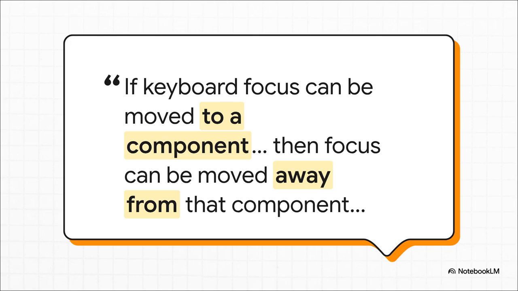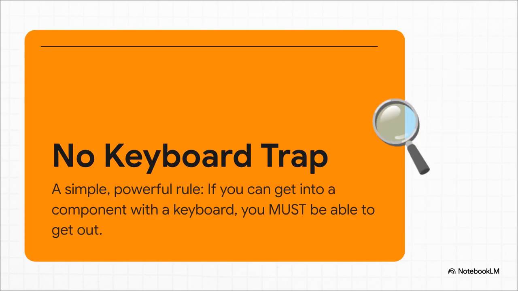The official rule is called Success Criterion 2.1.2. And I know that sounds super technical and maybe a little intimidating, but I promise you the idea behind it is actually incredibly simple and really powerful. Here's the bottom line. Think of it like a digital version of a basic fire code. Any room you can get into, you have to be able to get out of. It's that simple. If you let someone tab their way into something on your page, you absolutely must give them a way to tab back out.